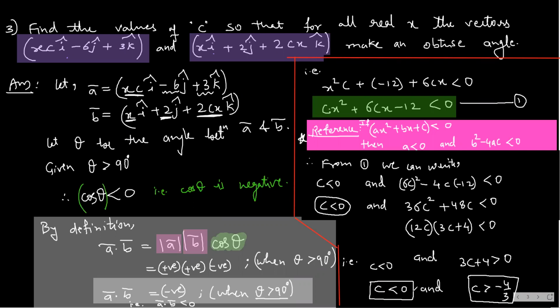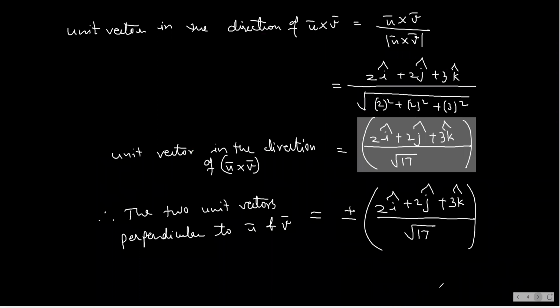C should be lesser than 0 and C should be greater than minus 4 by 3. So how much is minus 4 by 3? You can divide, I suppose it is 1.33 something, negative 1.33. So on the number line, how do you find it? On the number line, it would look somewhat this way.